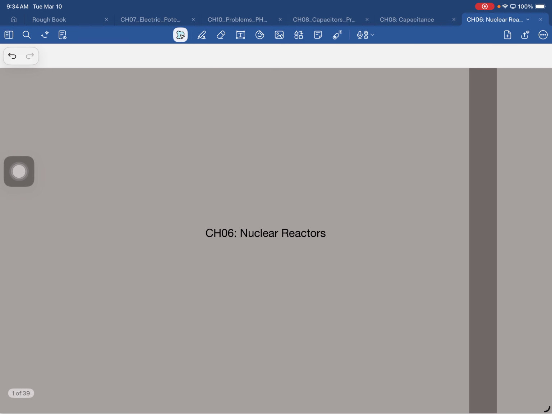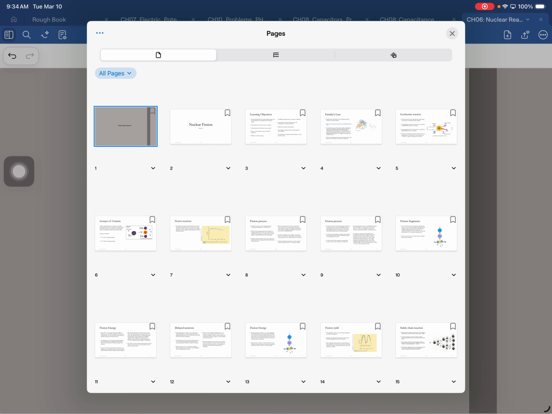Okay, so in this chapter, we'll talk about nuclear reactors. What I'm going to do is go over all the slides. I'm going to give you an essential picture of the main things in a nuclear reactor, and then we'll go over the slides.